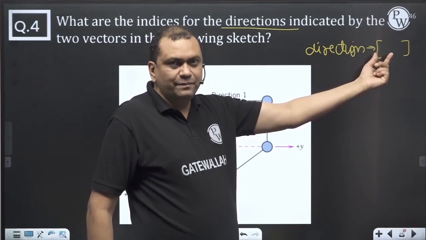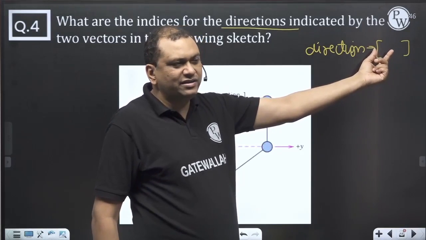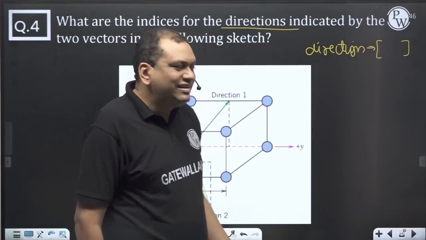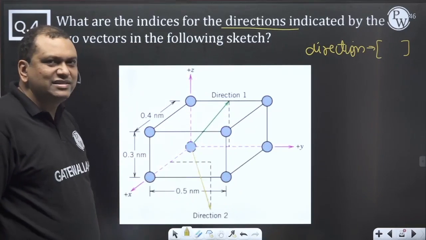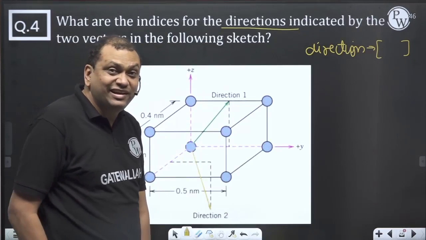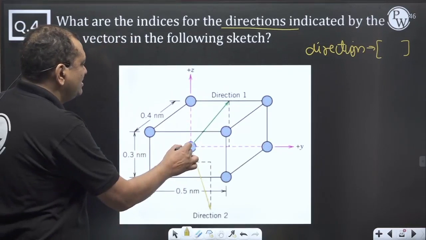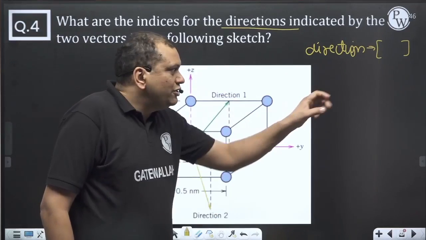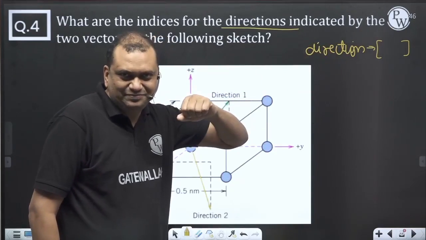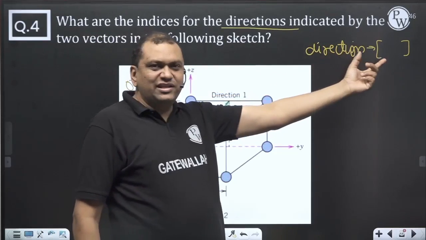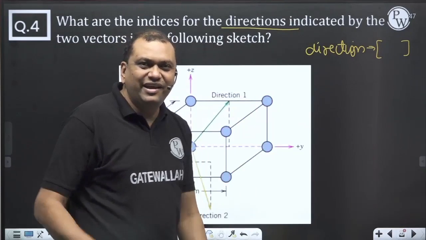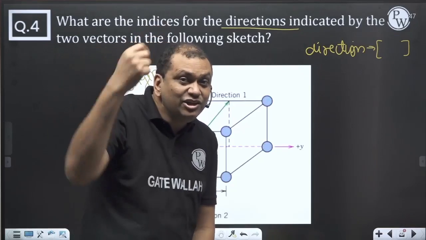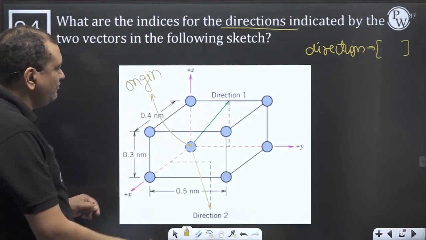Whatever is the maximum number appearing in the bracket is taken as the size of the unit cell. After that, with respect to the origin, you mark this point in the 3-dimensional coordinate space and join that coordinate from the origin, and you will get the direction. So here we can see direction 1.